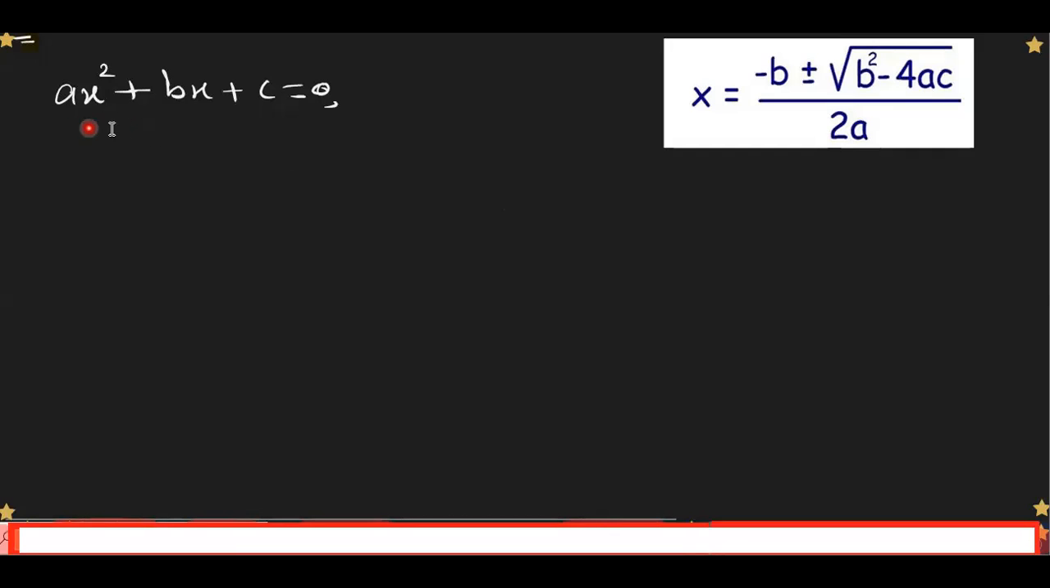Let ax square plus bx plus c is equal to 0 is a quadratic equation, and we have to find out its roots. But before finding out the roots, we have to determine the nature of roots. पहले हमें इसका nature of roots पता करना पड़ेगा. And nature of roots depends on this b square minus 4ac.